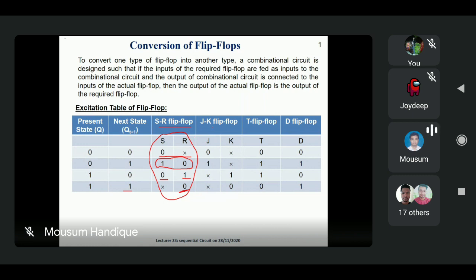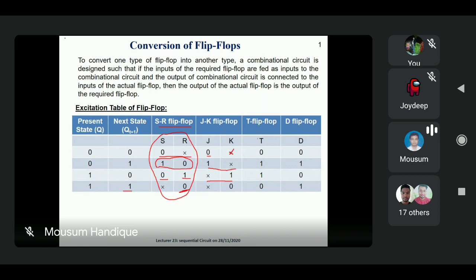Similarly, for the JK flip-flop, if we carefully observe the state table, when present state is 0 and next state is 0, the J value is 0, fixed constant, but the K value is 0 one time and 1 another time, so here I am using don't care. Similarly, when present state is 0 and next state is 1, we get J as 1 and K as don't care. When present state is 1 and next state is 0, we get don't care and 1. So you can carefully observe.